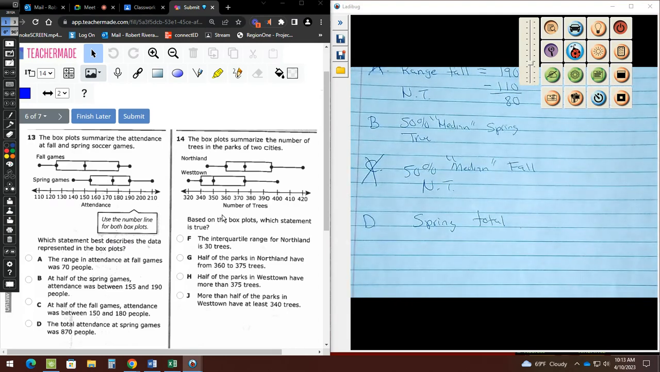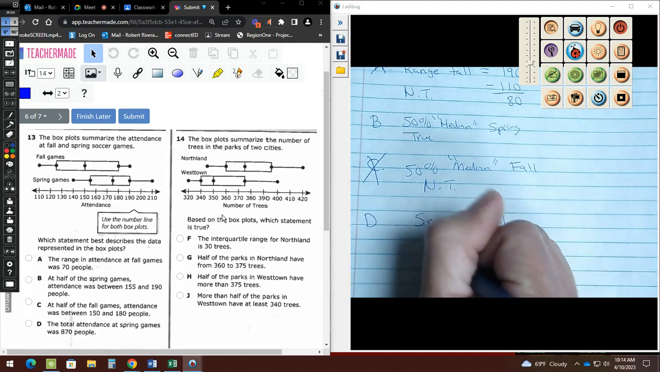Total spring attendance is 870 kids. Okay? In the spring, would you be able to figure out that? How? You don't have all the data points, do you? No. So there's no way that I'll figure out that there's 870 people. So that's why that's not true.